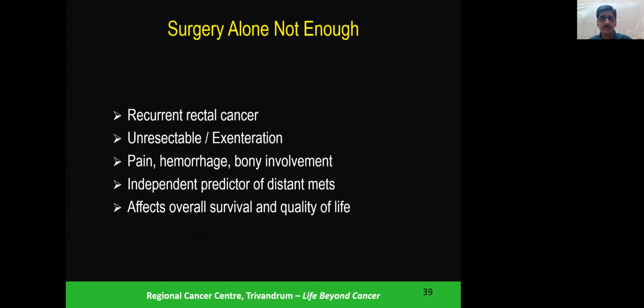Again, we knew from time immemorial that surgery alone is not enough, because if you do surgery alone, even if you get a good TME, the recurrence is about 10 to 12%, and recurrent rectal cancers are very difficult to treat. Pain, hemorrhage, bony involvement, and the diagnosis is usually delayed. And again, this leads on to distant metastasis. The patient may survive longer, but the quality of life is very poor if a patient recurs locally. So local recurrence should be prevented, and surgery alone is not enough for locally advanced rectal cancers. You need to add on something, and that addition is in the form of radiation.